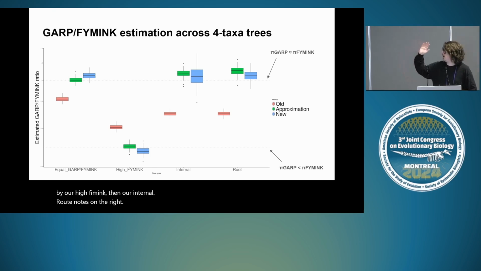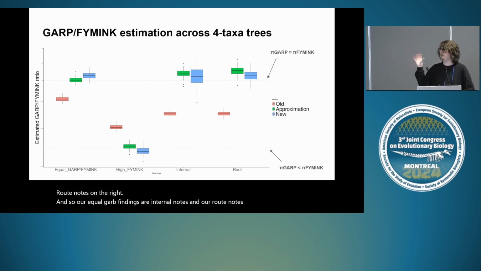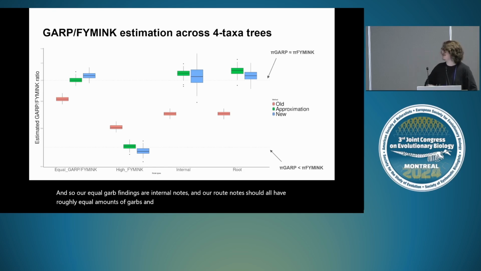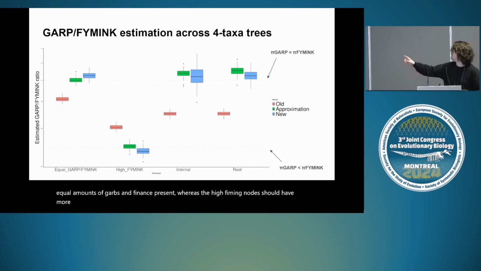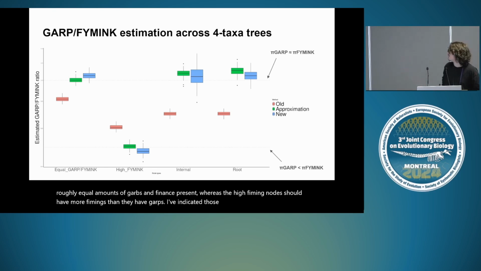And so our equal GARP Phylogenomics internal nodes and our root nodes should all have roughly equal amounts of GARPs and Phylogenomics present, whereas the high Phylogenomics nodes should have more Phylogenomics than they have GARPs. I've indicated those lines there on the plot.